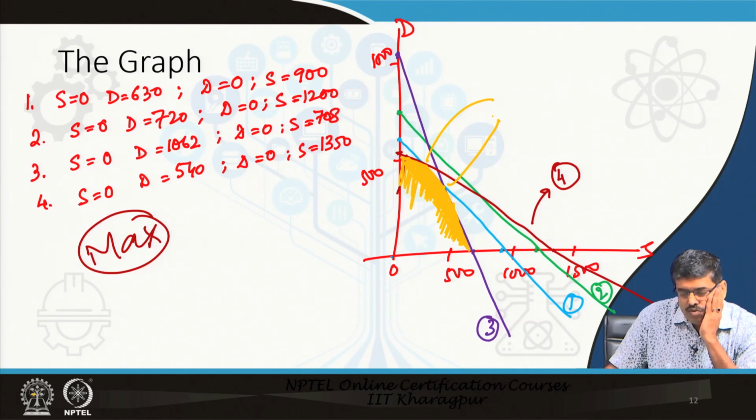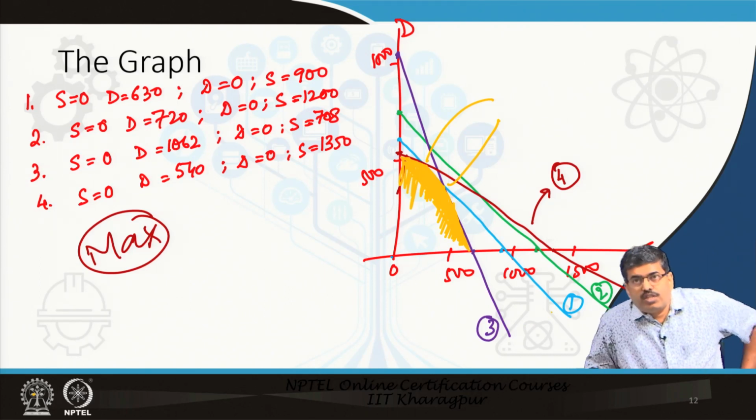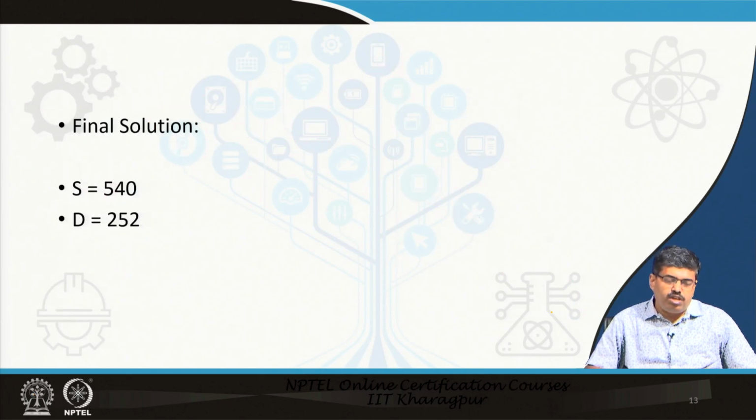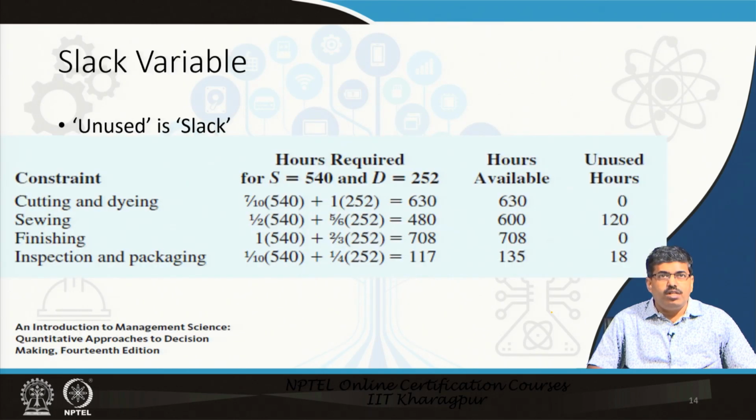Now, these two are the intersection points of line 4 and line 1, and line 3 and line 1. Okay. So, if you solve these two simultaneous equations, you will get values for S and D, and whichever one gives me the maximum number, that is the maximum profit. Okay. So, if you solve this, you will get S as 540 and D as 252. Okay. So, this is the way by which you solve a graphical solution.